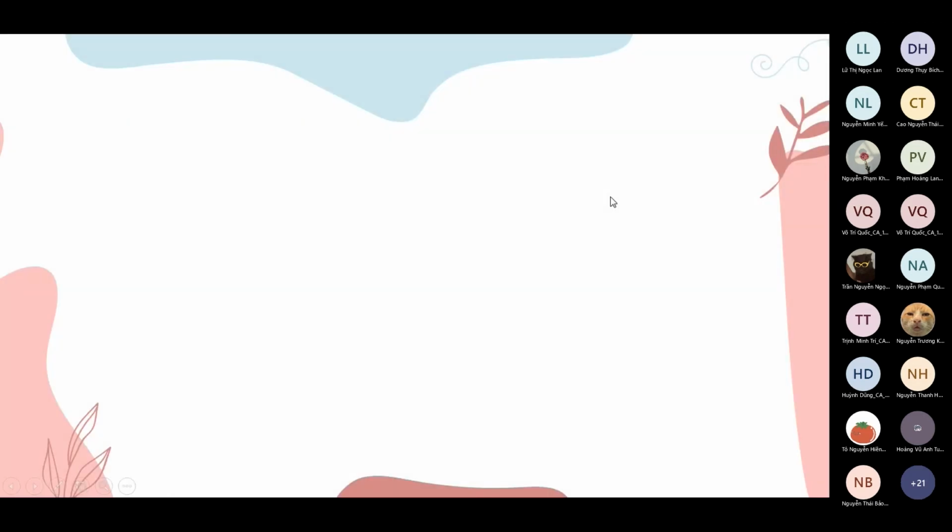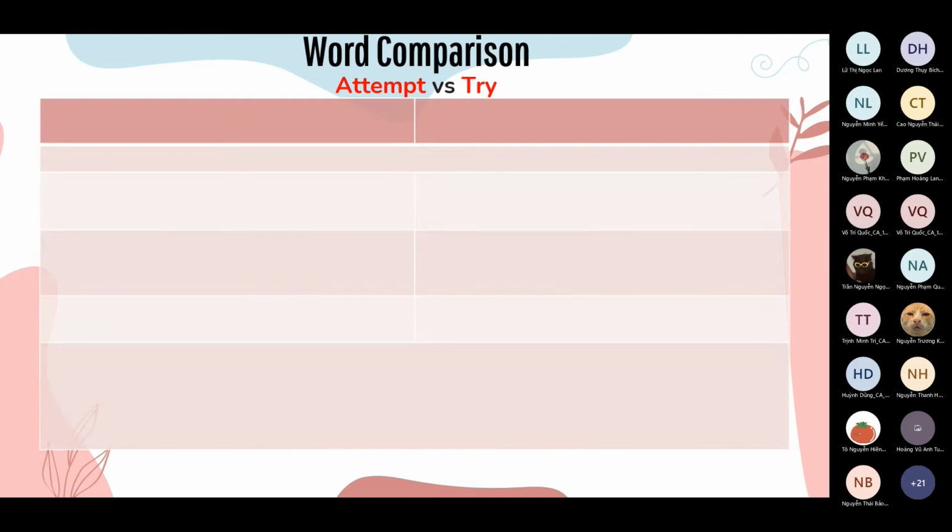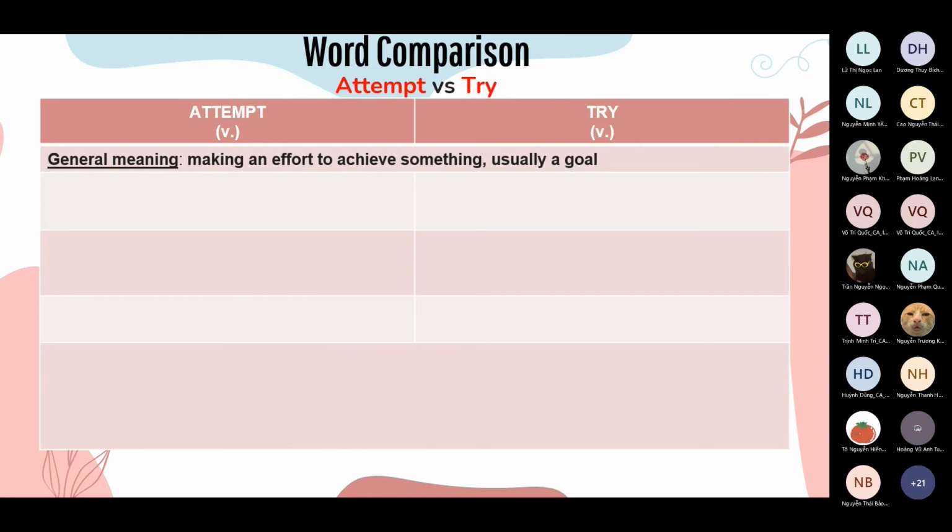Okay, next up. I'm going through this a bit fast because the next part is going to be a bit long. So the third set of words here is attempt versus try. The general meaning of attempt versus try is the act of making an effort to achieve something, like a goal or a desired result or something else that you aim for. So that's the most general meaning and the similarity between attempt and try.